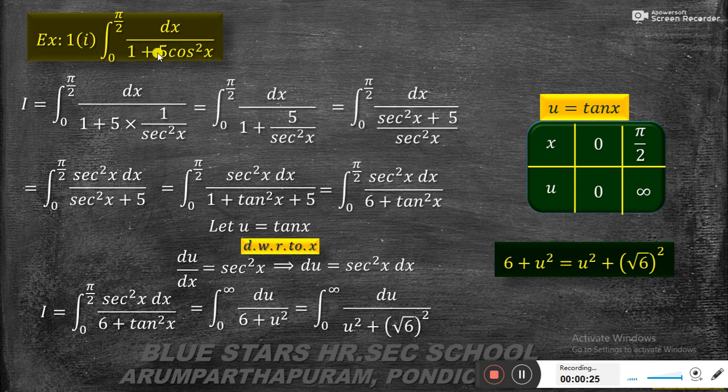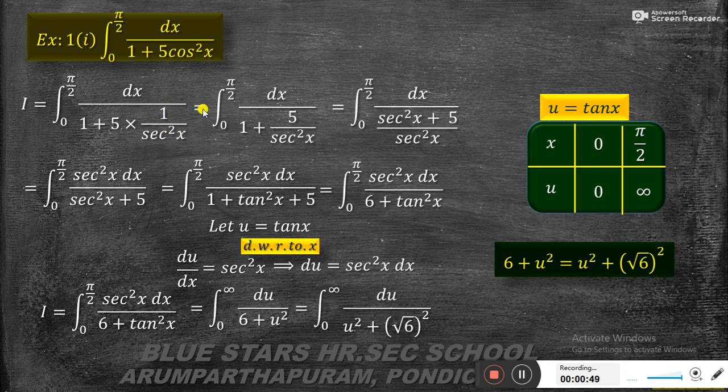Now the given integral, I take it as I, so I equal to integral 0 to pi by 2 dx by 1 plus 5 into cos square x. I write cos as 1 by secant, because cos is the reciprocal of the secant. So secant equal to 1 by cos, or cos equal to 1 by secant. So cos square x equal to 1 by secant square x, because they are reciprocal to each other.